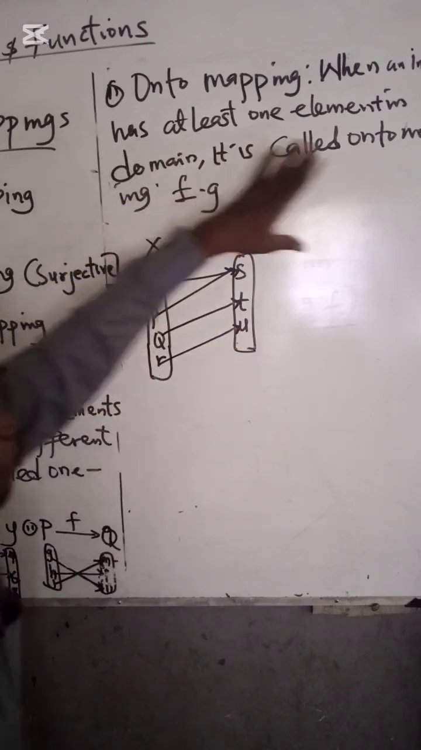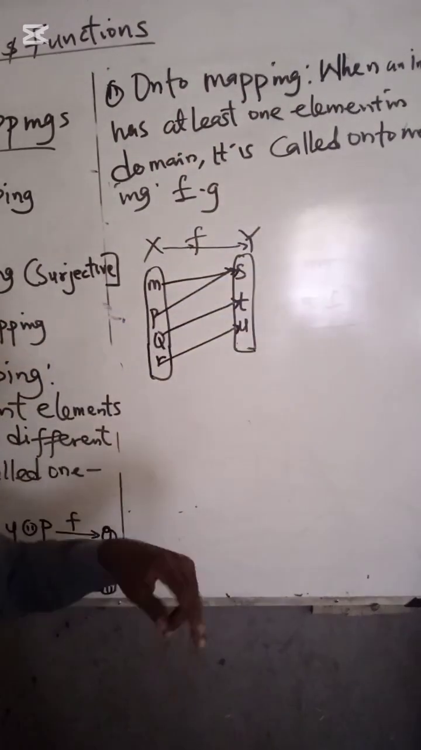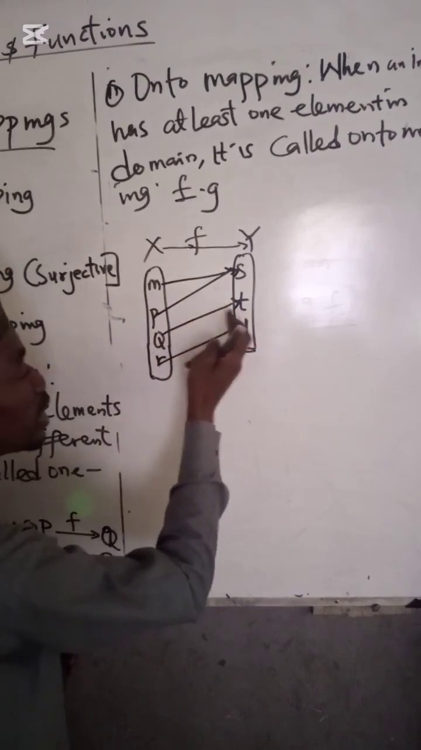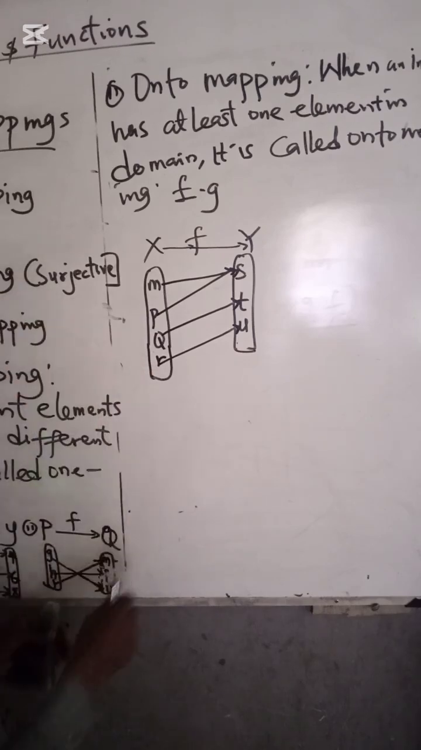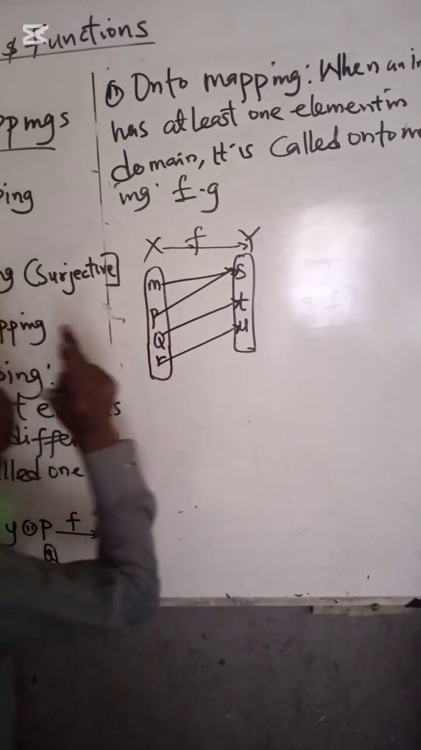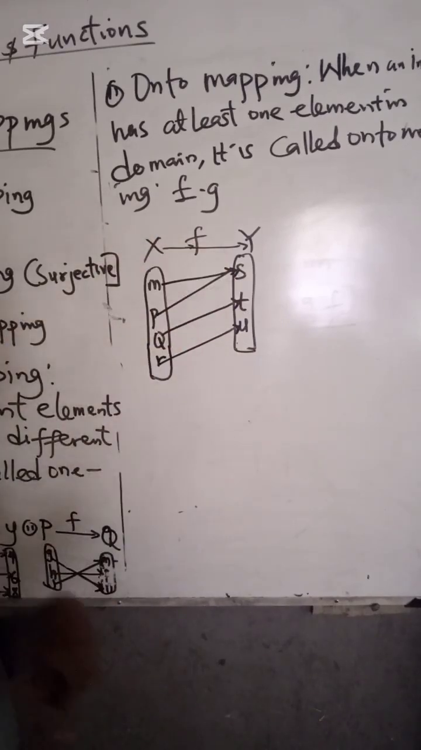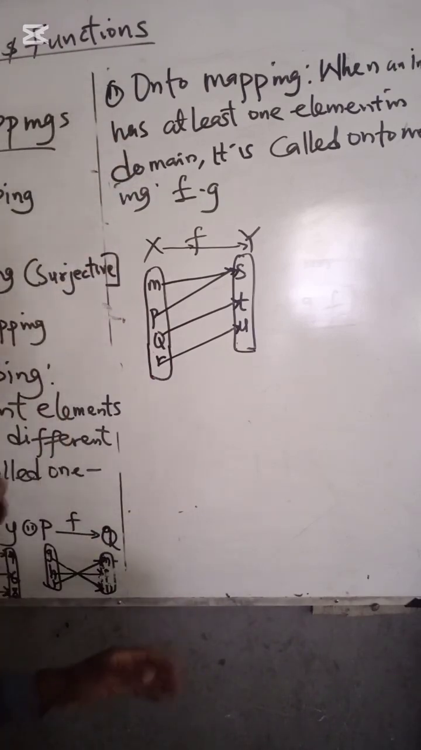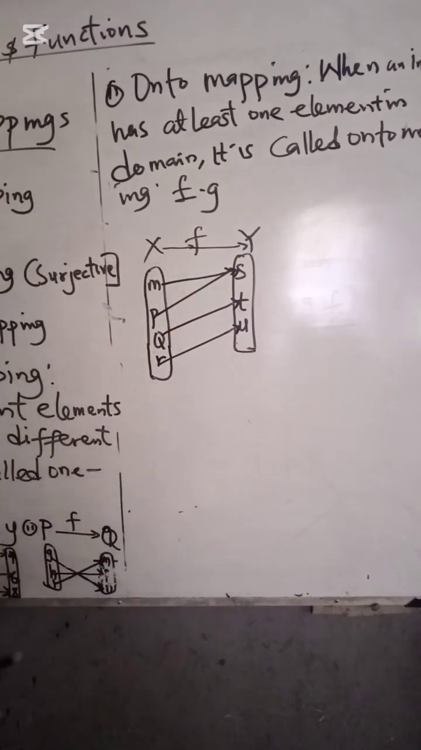Because the elements are not having unique images. But here we said when an image has at least one element in the domain, it is called onto mapping. Image S has two elements. Image T has element Q, then image U has element R. That means each of the images has elements in the domain. Then X has more than one element. So this supports the definition of onto mapping. It means an image can have more than one element.